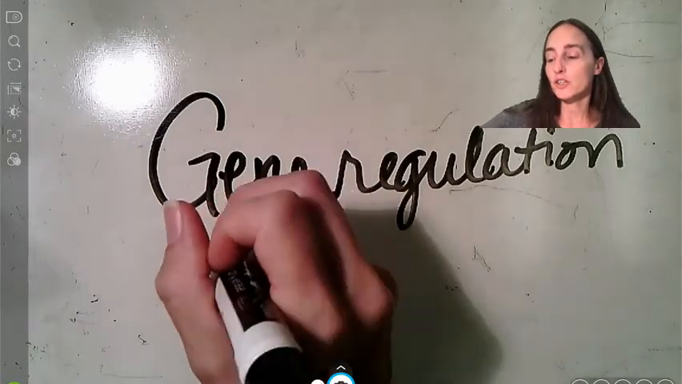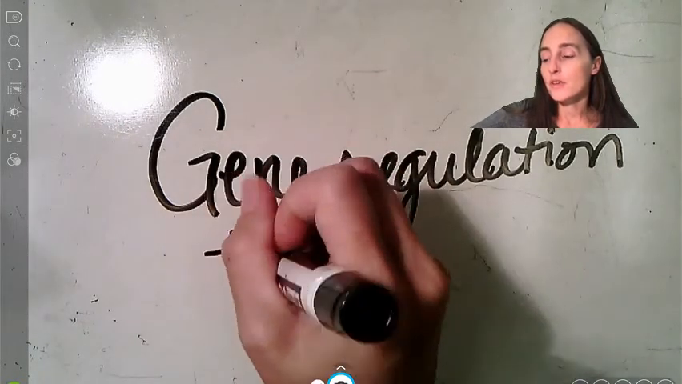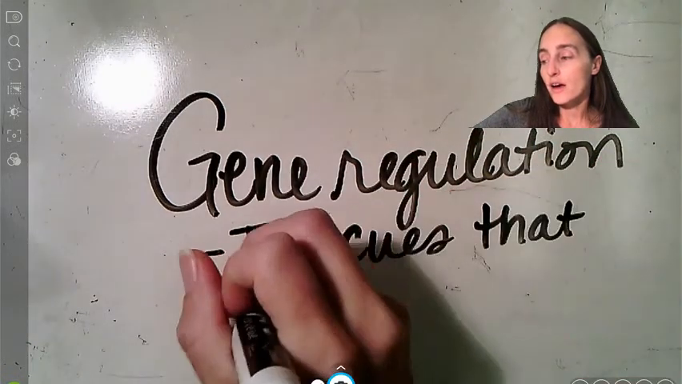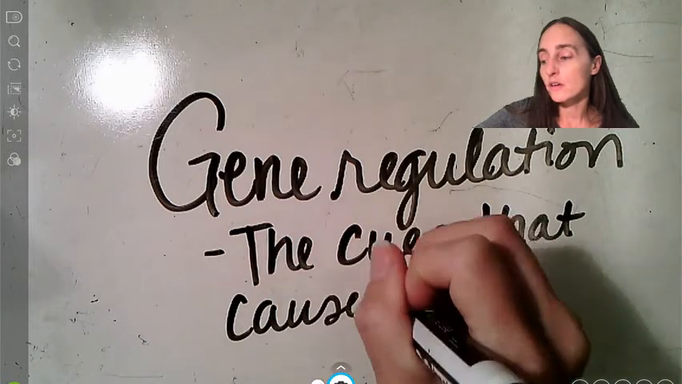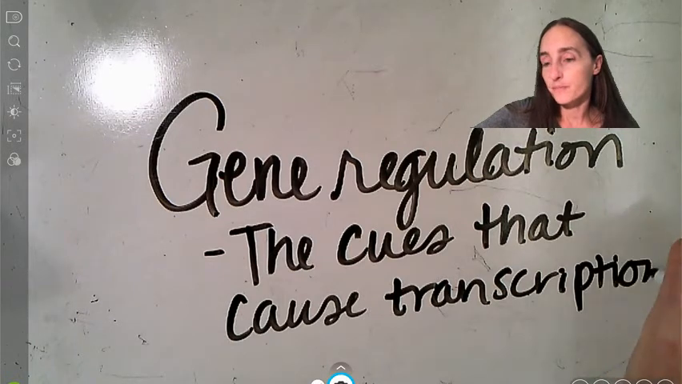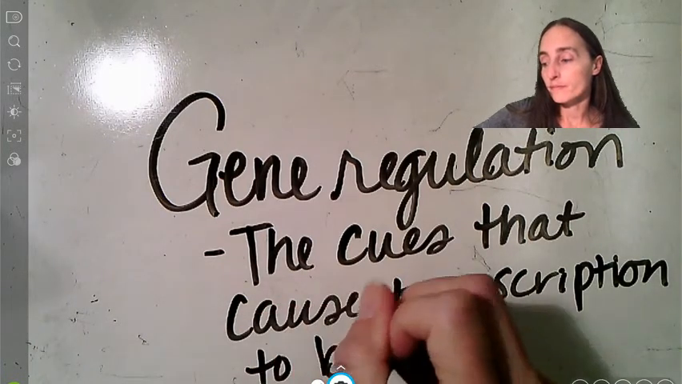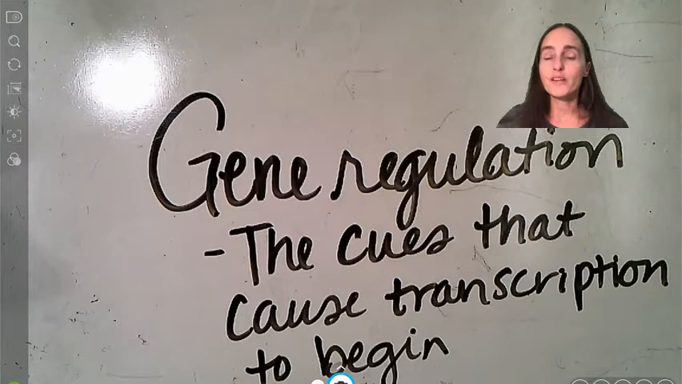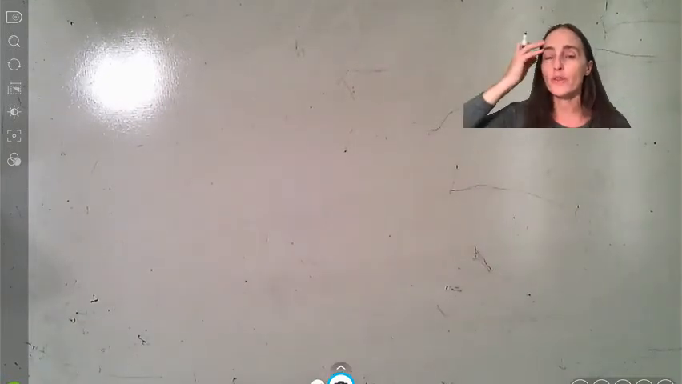And so gene regulation is basically the cues that cause transcription to begin. So there's got to be something that actually says, hey, we need this gene. It's time to produce it. And so there is. We're going to only deal with one particular example, because you don't need the details of it. You just need to know that it happens.